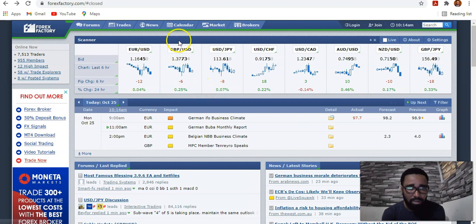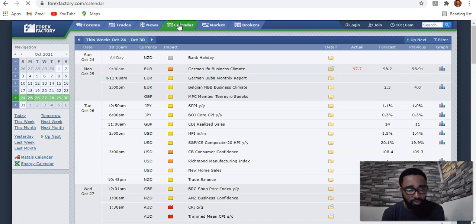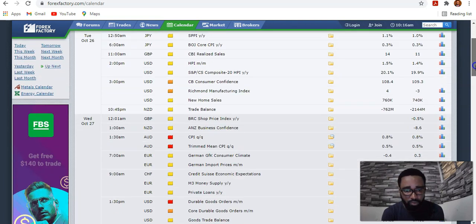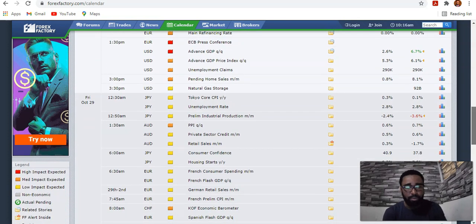Let's have the news for the whole week so that we can show you more features. What you can see here is this week, 24th to October 30th. So all the news we have here are for this week.